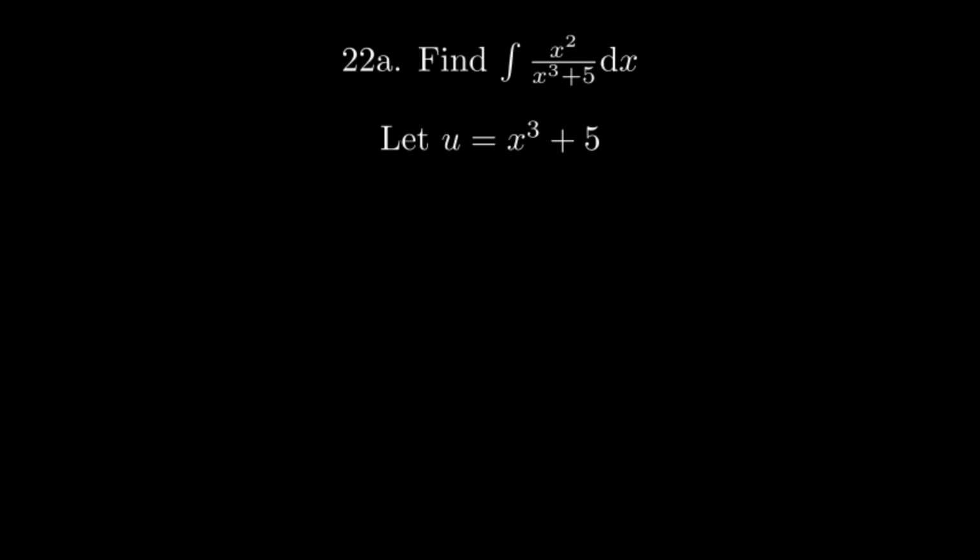Let's tackle question 22a. We need to find the integral of x squared divided by the quantity x cubed plus 5 dx. This looks like a case for u substitution, where the numerator is related to the derivative of the denominator. Then, the differential du is 3x squared dx. Now we can substitute u and 1/3 du into the integral.